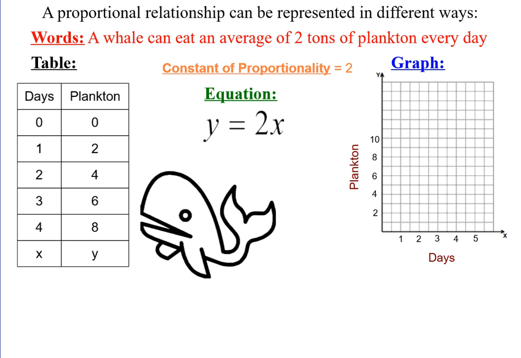So all we need to do is look over at our table and look at these points and put them on our graph. So 0 days, 0 plankton. So that's going to go right here in the corner. Then after 1 day, we're going to have 2 tons of plankton. 2 days, 4 tons of plankton. 3 days, 6 tons of plankton. And 4 days, 8 tons of plankton.